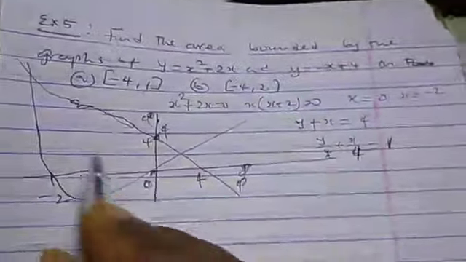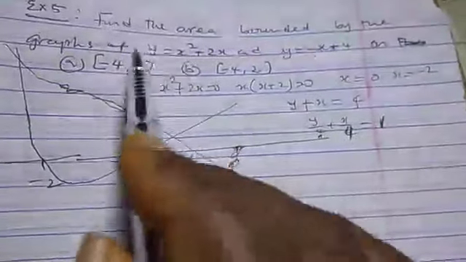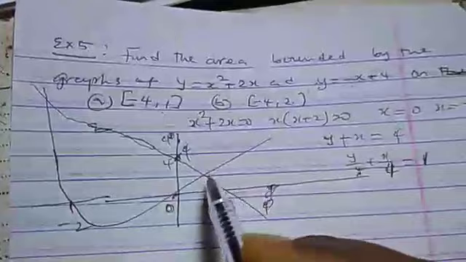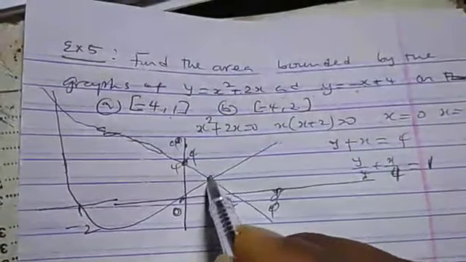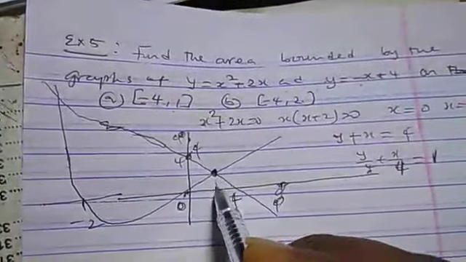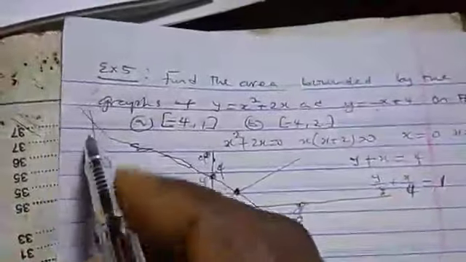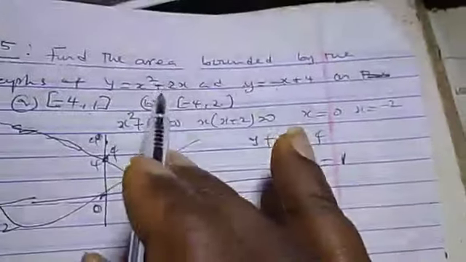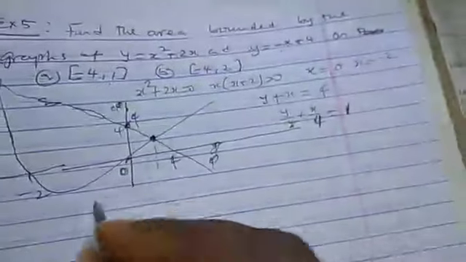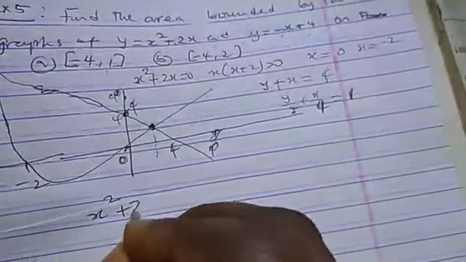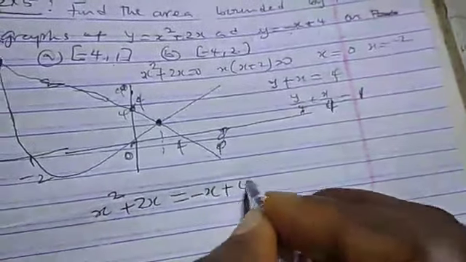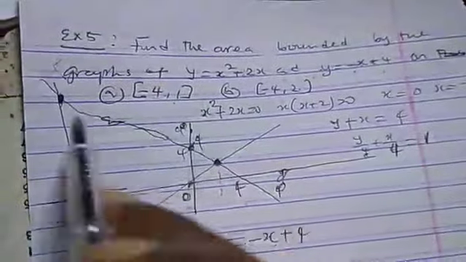They will join here. The question now is, what are we looking for? We need to know this place where they join. What is it? I will need to solve these two equations. We have s squared plus 2s, and we will see that it's equal to minus this. We want to know where they join.